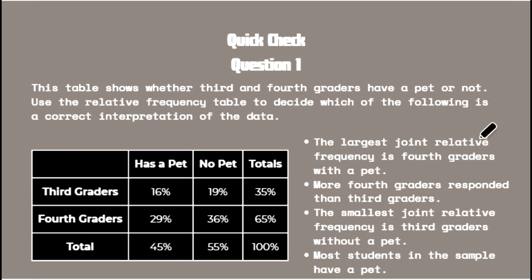Okay, so the largest joint relative frequency is 4th graders with a pet. Largest joint relative frequency is a single cell. So they're saying for these 4, the largest one is 4th graders with a pet. It says more 4th graders responded than 3rd graders. That, we don't have the actual numbers of how many people responded. The smallest joint relative frequency is 3rd graders without a pet. So 3rd graders no pet, they're saying this is the smallest joint relative frequency. And most students in the sample have a pet. So they're saying most of the kids have a pet. Go ahead and figure out which one this is.